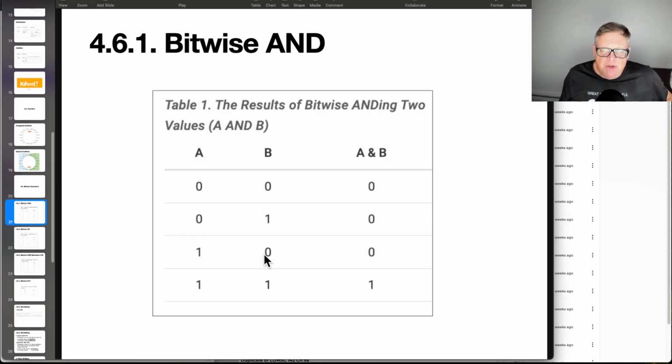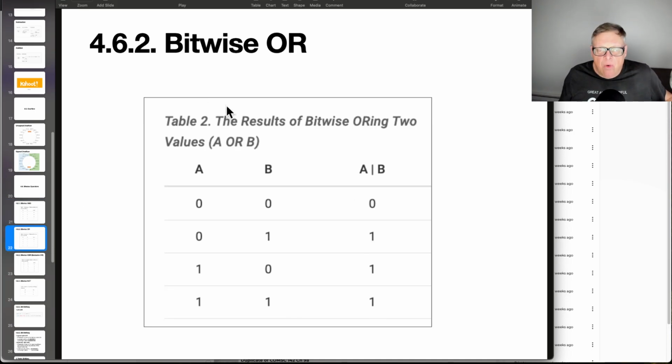If either one of them is 0, the answer is 0. Only if they are both 1 is the answer 1. That's AND. Then there's OR. OR, if either one of them is 1, the answer is 1. And if both of them are 1, the answer is 1. So only if they're both 0 do you get an answer of 0. So it's just the inverse of AND, essentially, the opposite.